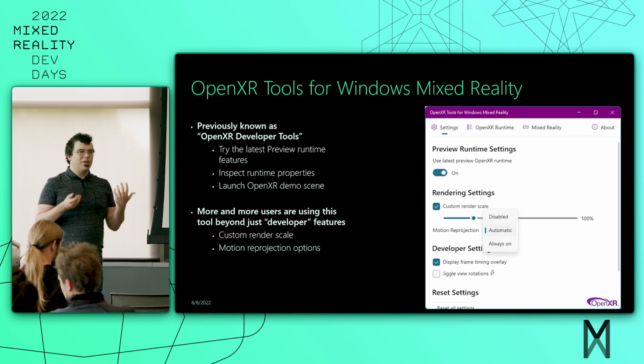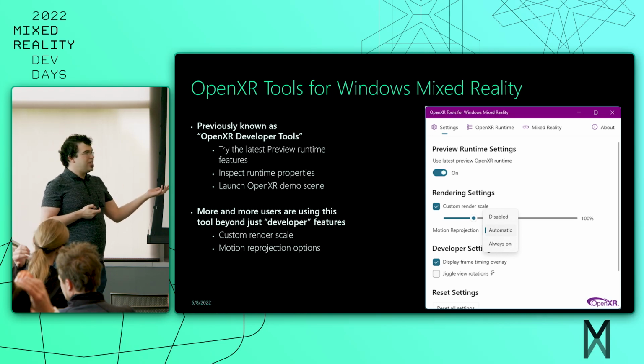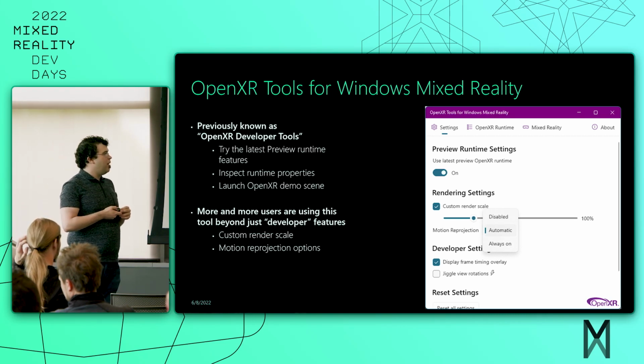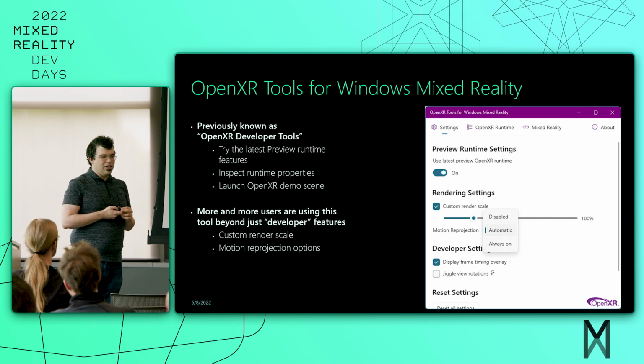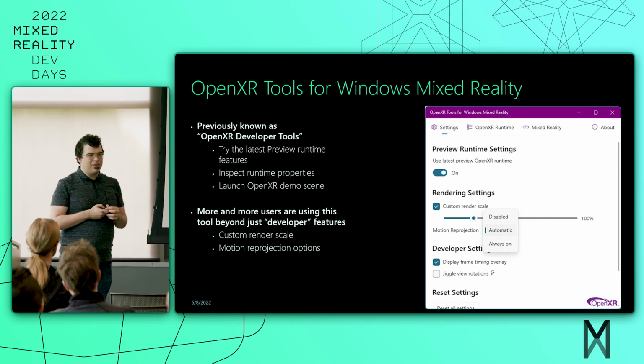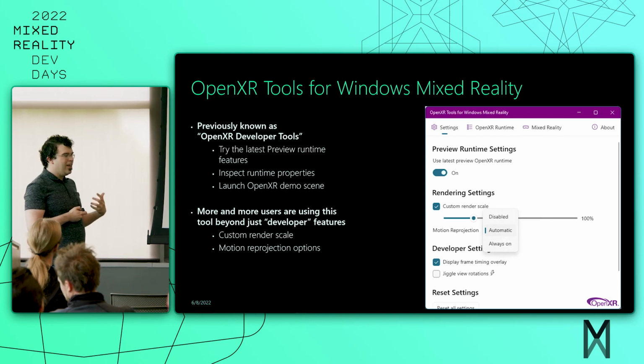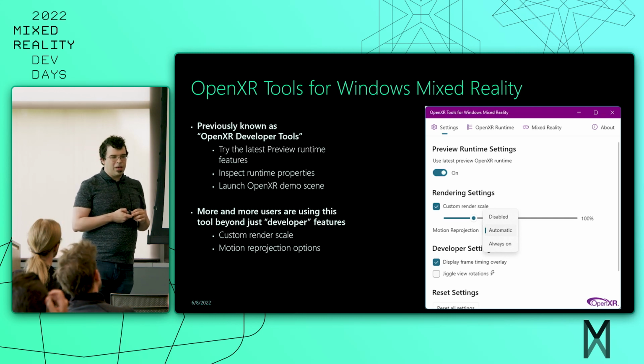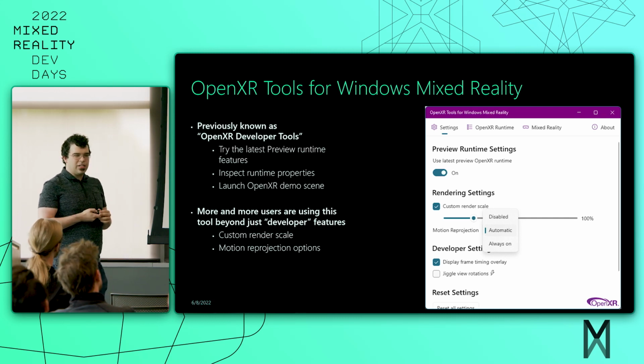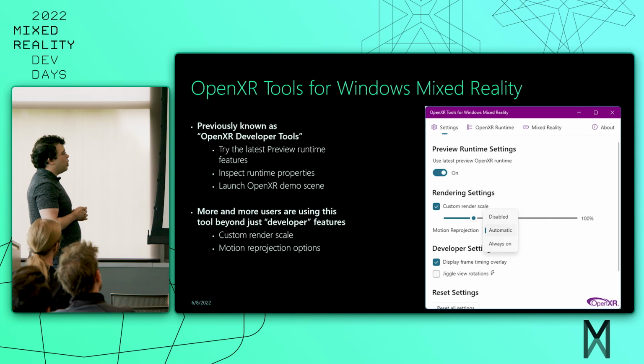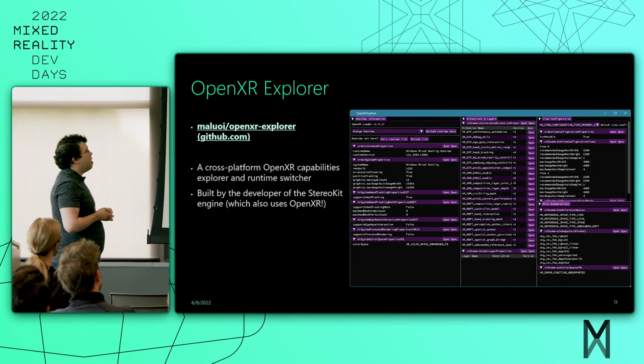A lot of the flight sim community, for example, will pull this in and use it to customize things like render scale, whether you have the motion projection at the default or customized in different ways. And we've used this as a way to get features and settings out to people before we bake them further into the system. And so this has been great for developers, and for folks beyond developers.